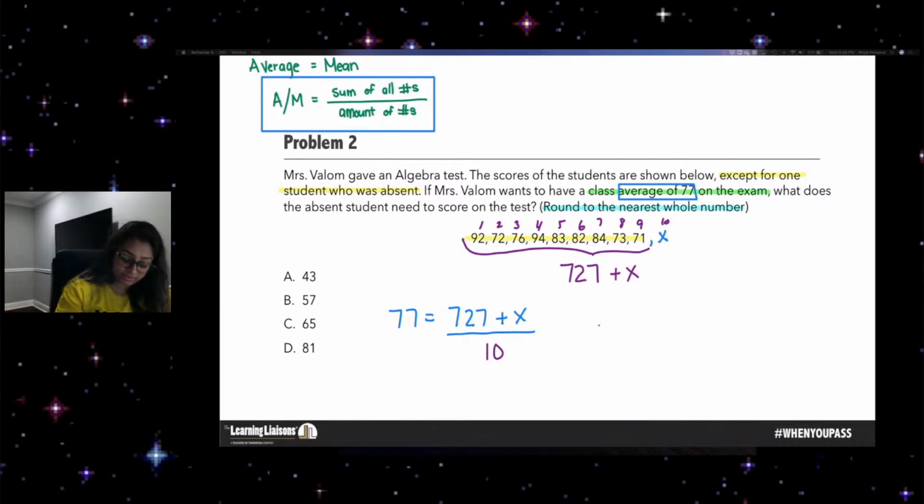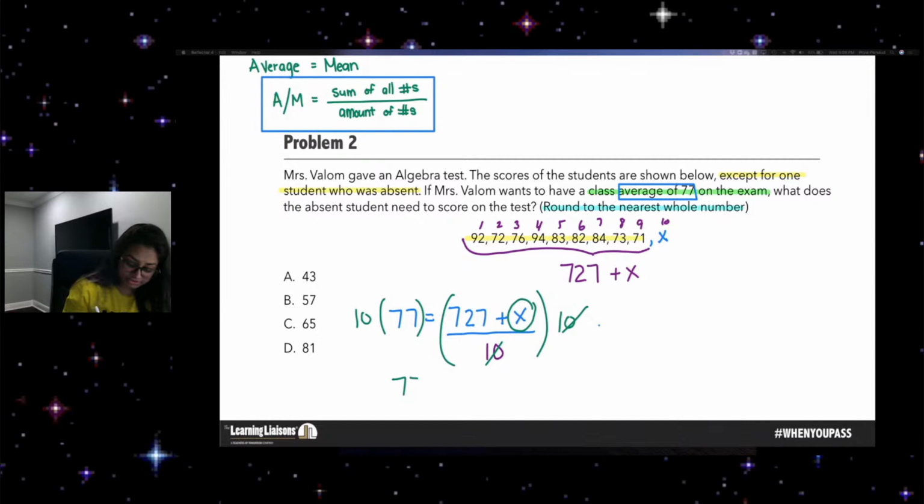All right, now the thing that we need to do is solve for this lovely X over here. So first things first, I don't like that denominator of 10, so I'm going to multiply both sides by 10. By multiplying by 10, it's the opposite operation. So the opposite of division is multiplication. Multiply both sides, and you get 770 is equal to 727 plus X. I'm going to move the problem over here so I have enough space.